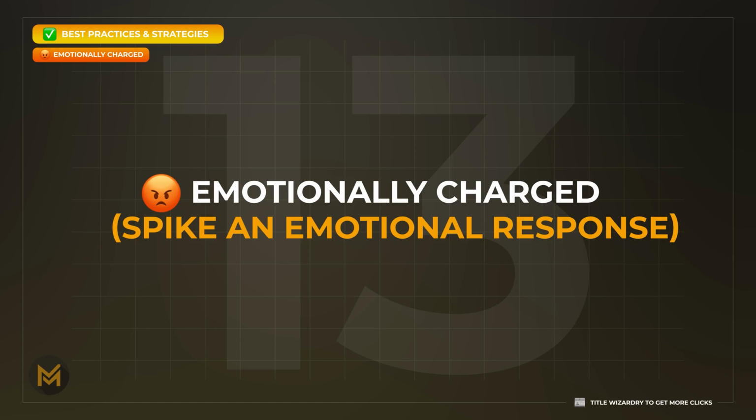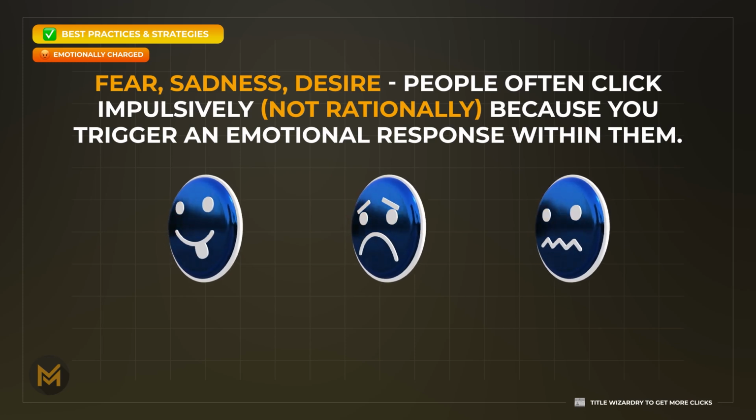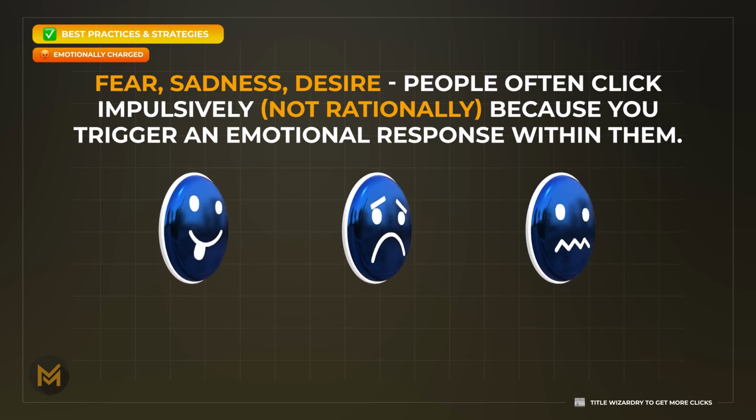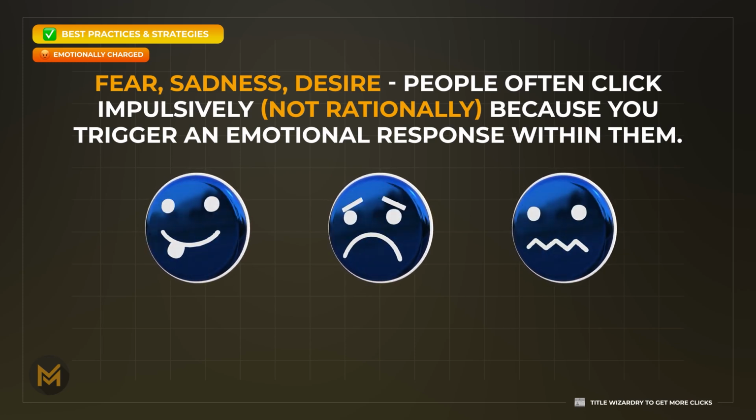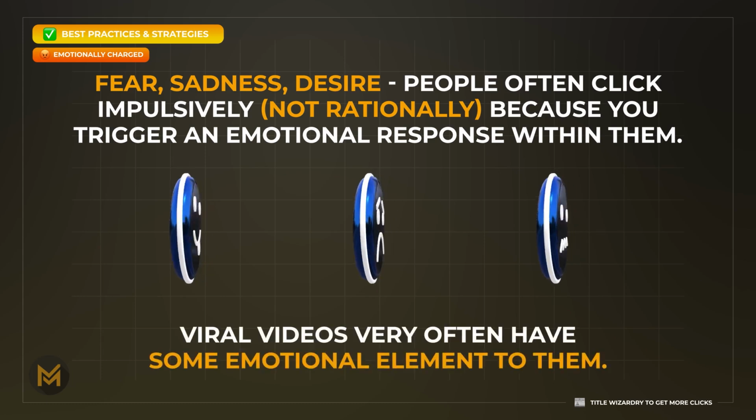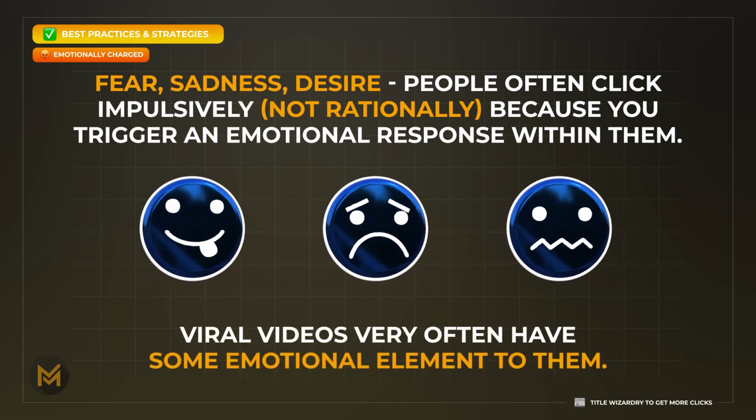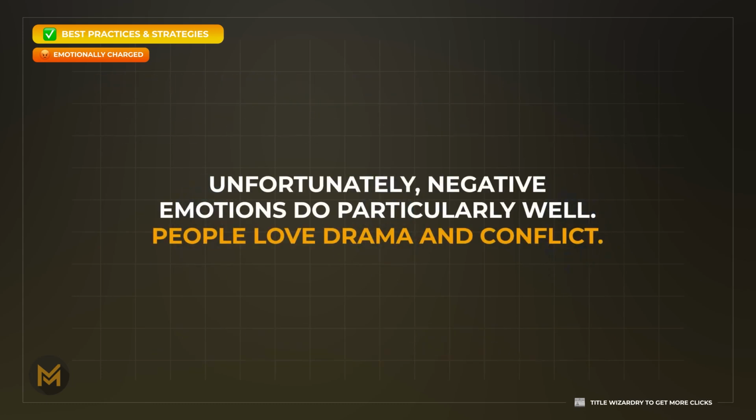Strategy number 13, emotionally charged titles. Spike an emotional response. Fear, sadness, desire. People often click impulsively, not rationally, because you trigger an emotional response within them. Viral videos very often have some emotional element to them. Unfortunately, negative emotions do particularly well. People love drama and conflict.